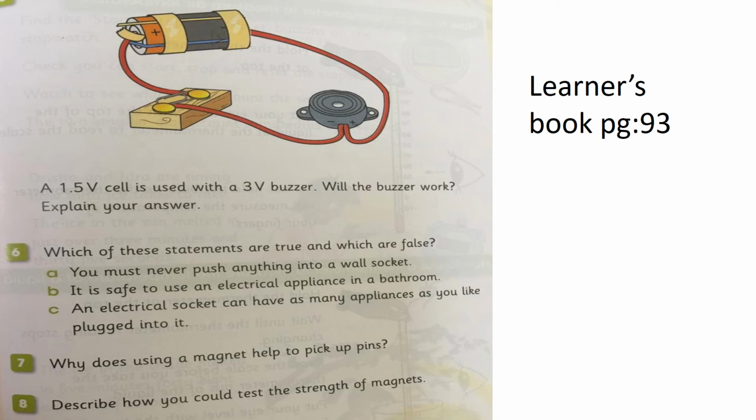My dear, page number 93. Here is a circuit, a 1.5 volt cell and a buzzer having 3 volt. Then what happened? Is it working? Definitely no. Why? Because there is not enough energy. The cell has only 1.5.